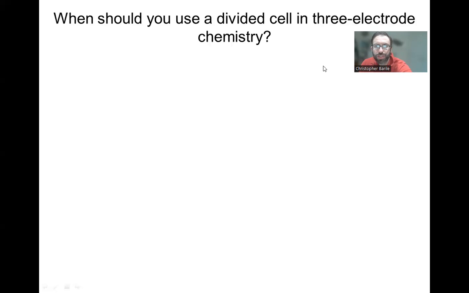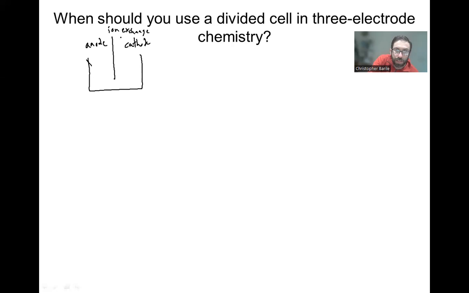All right, when should you use a divided cell in three-electrode chemistry? Okay, and so what is a divided cell, first of all? This is the idea that your anode and your cathode are separated by some membrane. So traditionally, people think about this in just a two-electrode cell, electrolysis cell. So you have your anode, you have your cathode, and then you have some ion exchange membrane here.